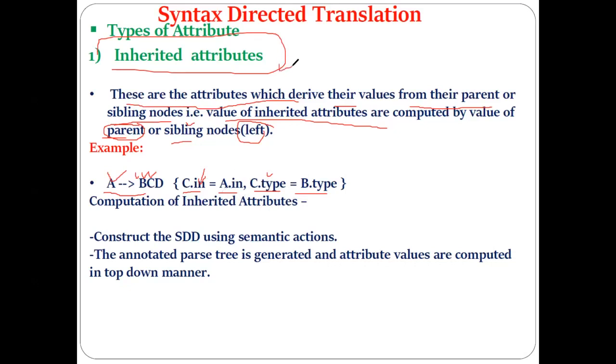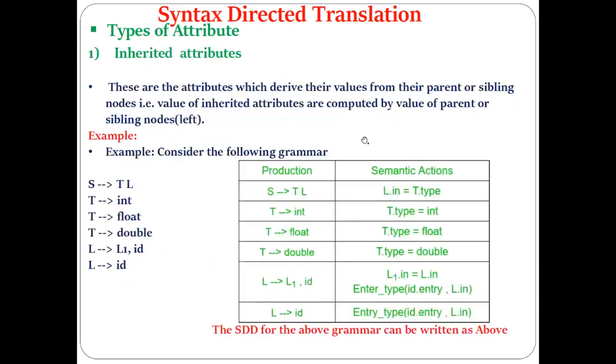The inherited attributes. Okay. Now here the computation and traversing of the parse tree or annotated parse tree happens in the top down manner, which is also referred to as pre-order traversing. Okay, top down manner or pre-order traversing. In case of the synthesized attribute, what kind of traversing did we apply? Bottom up traversing. But in case of the inherited attributes, to compute the value we have to apply which kind of traversing? Top down fashion. Okay, let's see that in the example.